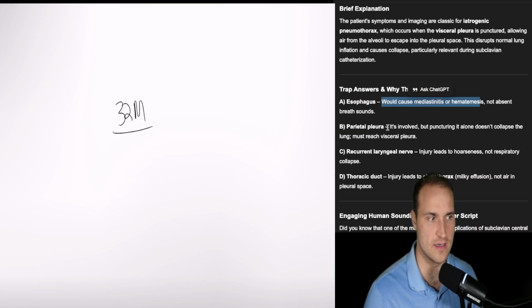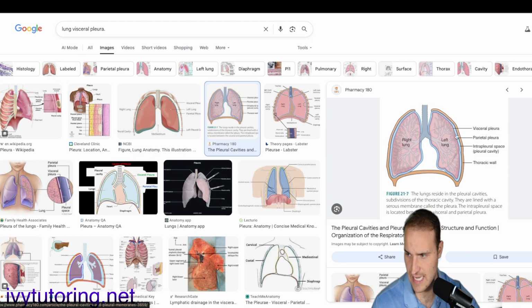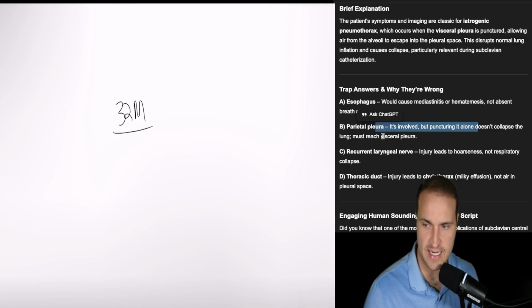Is it the parietal pleura? That is involved, but if it's punctured, it won't collapse. And again, here is the visceral pleura, and then the pleural cavity, and then the parietal pleura. So here's another example. Visceral is actually on top of the lung there, and then there's this space, and then the parietal is on the outside. So parietal would not cause collapsing. It has to reach the visceral. Hopefully that makes sense now after looking at the drawing.